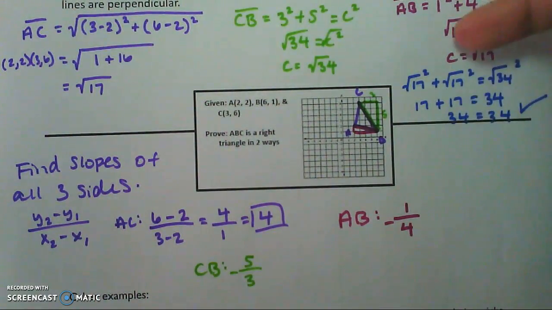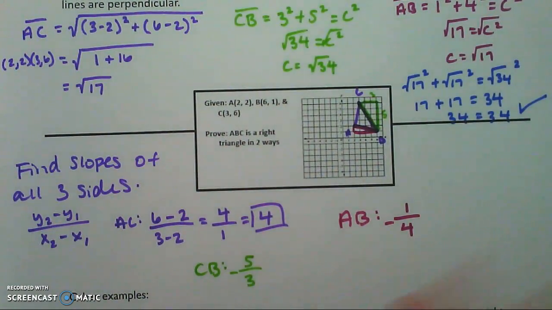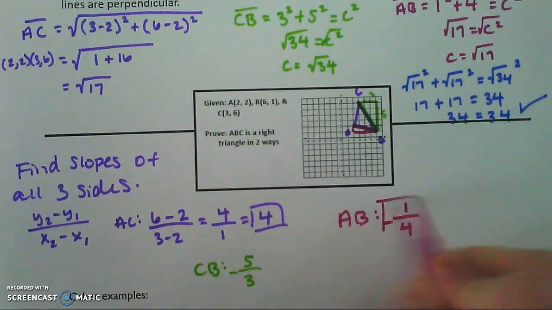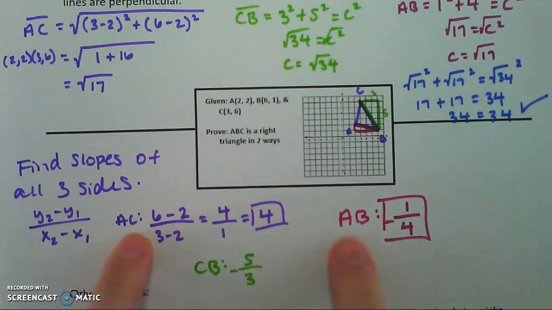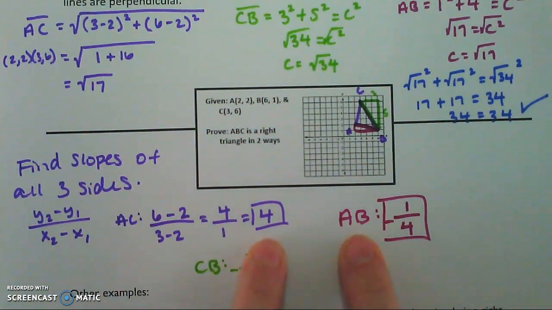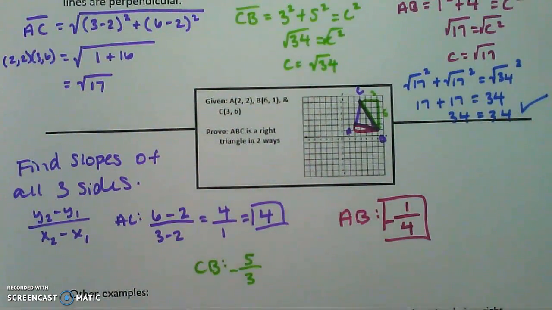And we already did prove that this was a right triangle using the first method, but this is just another method that you guys could use instead. So because AC and AB are perpendicular lines, it means that they're creating a right angle. This would also show that you guys have a right triangle on the graph.